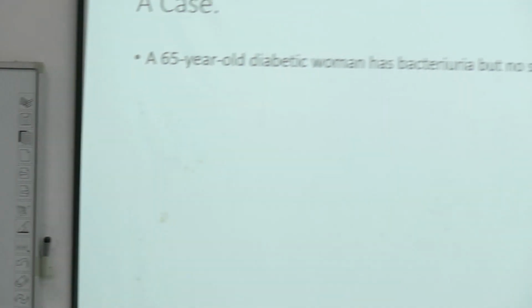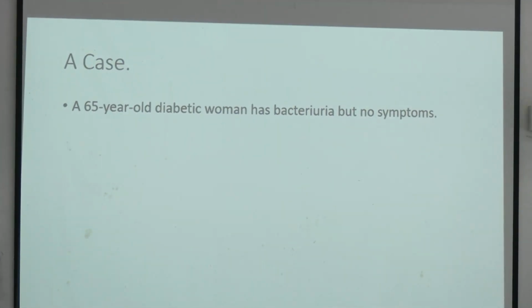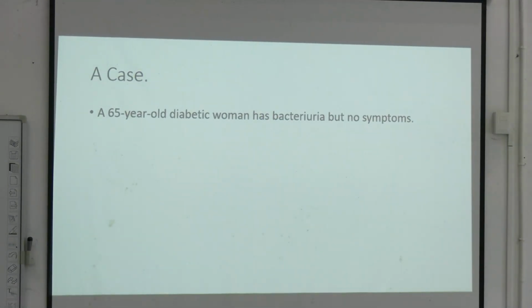Okay. Coming to the next case, a 65-year-old diabetic woman has bacteriuria. Because of other causes, a urine culture was done, and the urine culture has reported significant bacteria. What is significant bacteria? That is more than 10 to the 5 colony forming units per ml. Now, what to do in this case? The patient is asymptomatic.